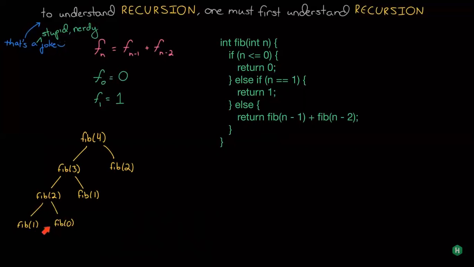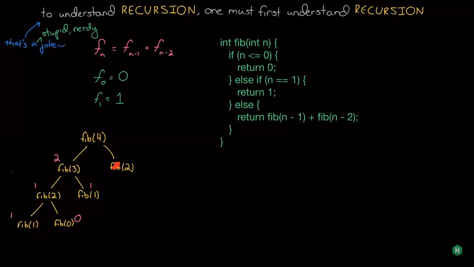Okay, now this fib of 1 will return 1, fib of 0 will return 0, and fib of 2 will get back an answer of 1. Now fib of 3 will get this answer back of 1. This other fib of 1 will return 1 also, and it will return 2 for fib of 3. Then fib of 4 has called fib of 3.